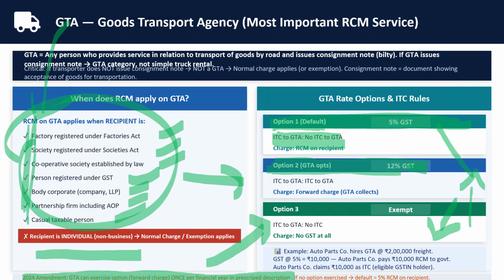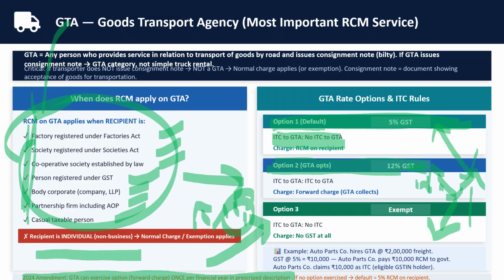If we opt for the reverse charge mechanism, nothing will apply, no GST will be collected and no GST paid under RCM. If we opt for the forward charge mechanism, he will charge 12% on you, also if the worth of the transport fee is more than 1,500 or the prescribed limit as per the GST Act.